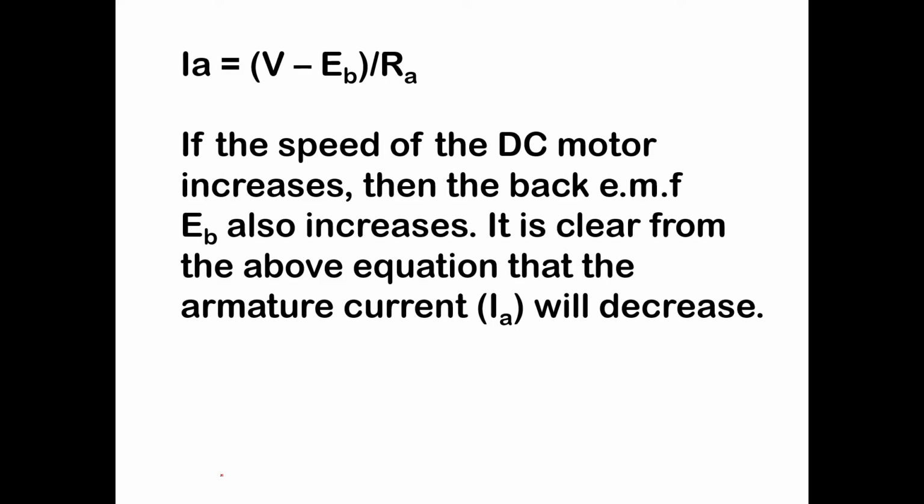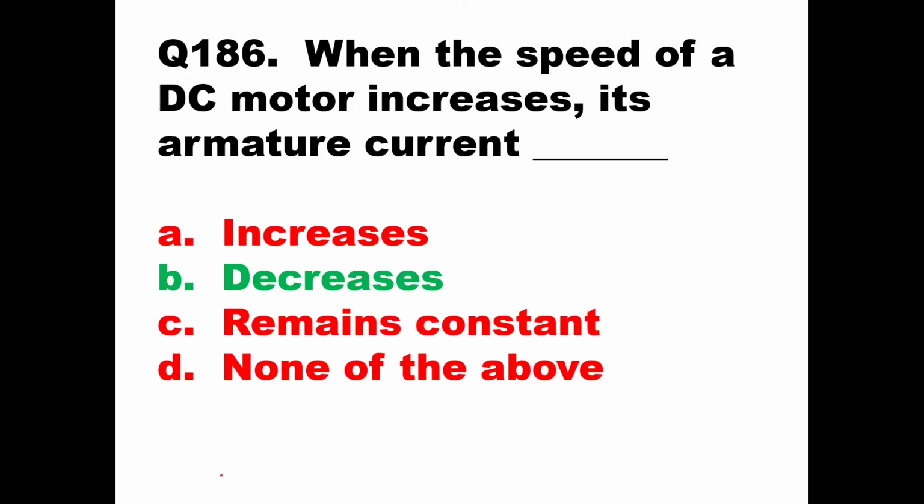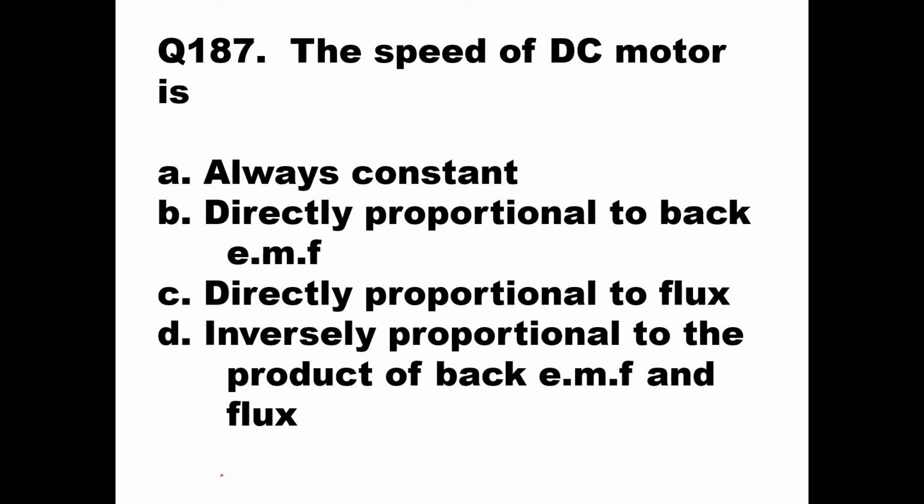Now, if the speed of the DC motor increases, then the back EMF EB also increases. If EB increases, then V minus EB will become less. So (V minus EB) upon RA, that is the armature current, will become less. That means armature current IA will decrease. So option B, decreases. When the speed of a DC motor increases, its armature current decreases. Clear? Now we'll go to the next question.